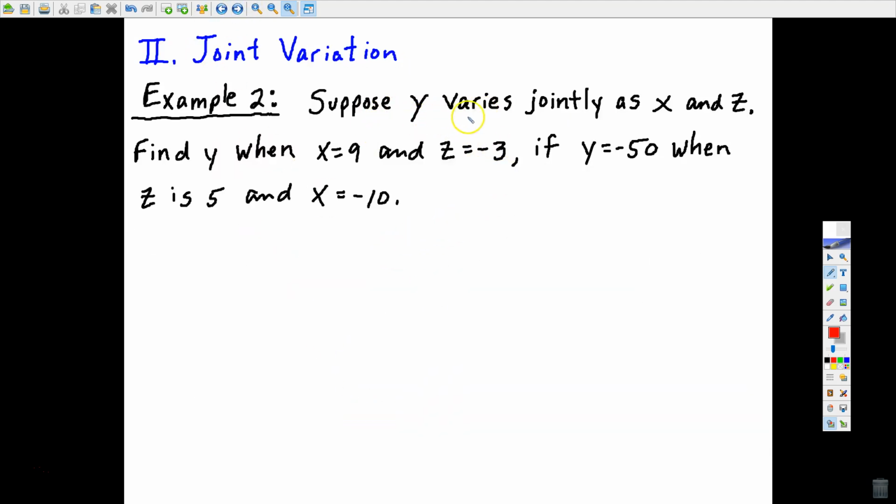Alright, once again, y varies jointly, keywords. So what I normally do is just go ahead and write down the general form of joint variation. Y varies jointly as x and z. So that means I'm going to be multiplying k times x and z. The ultimate answer is going to be this. I need to find y when x is 9 and z is -3.